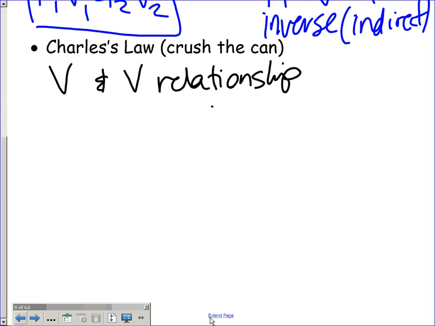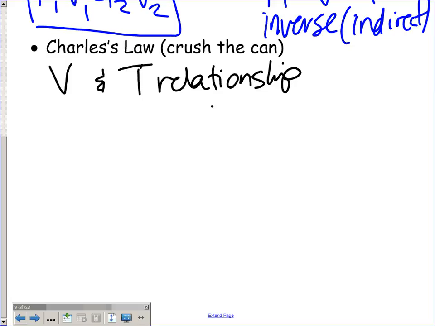And before we learn the actual law, and we wrote it down, I want to see if this makes sense to you. V and T. Okay, so do you think that increasing and decreasing my volume changes the temperature? Or do you think that temperature changes my volume? Temperature is likely going to change my volume, and I'll tell you why in just a moment.